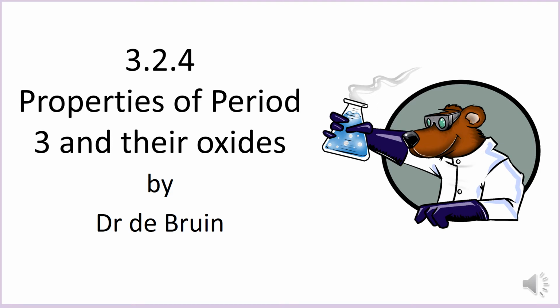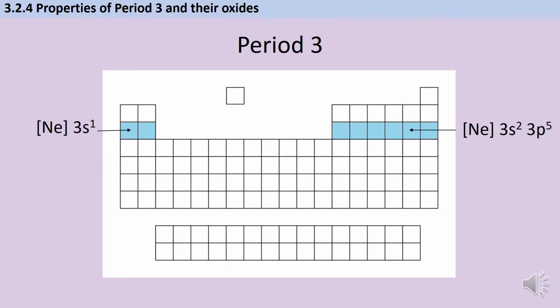This is a revision video for the Year 13 Inorganic Chemistry topic of Period 3 and their oxides. If you haven't already, I'd take a look at the Year 12 Period 3 video, but we'll do a brief recap here. Period 3 are the third row of the periodic table, and the 8 elements in this period all have 3 shells, so their electron configuration ends with either 3s or 3p.